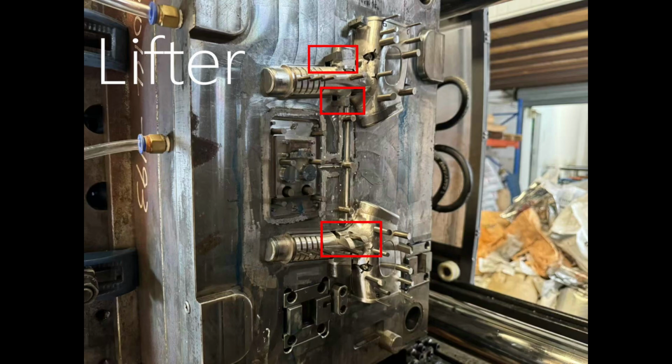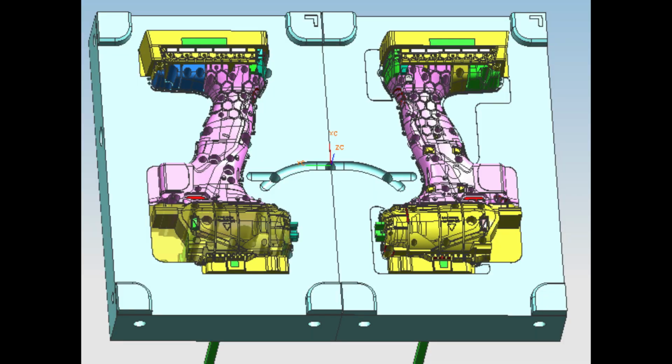1. Definition of a lifter. A lifter is a common ejection mechanism in injection molds, primarily used to address demolding challenges caused by undercuts in plastic parts. It operates through an angled movement, typically driven by an angle pin or guide rail during mold opening, allowing the part to be released smoothly without sticking or damage.